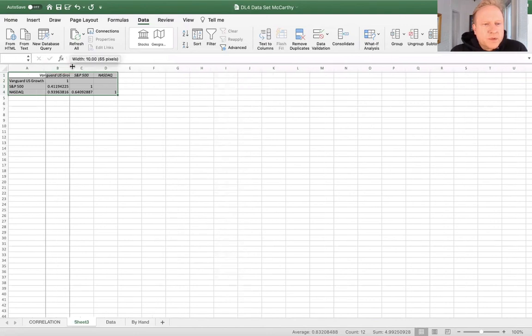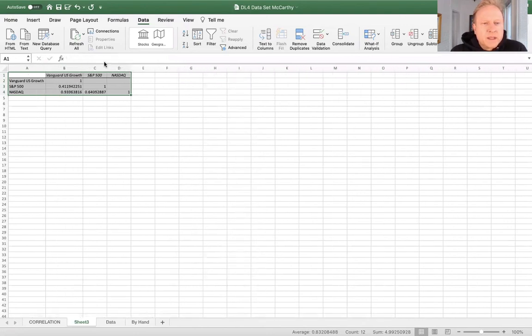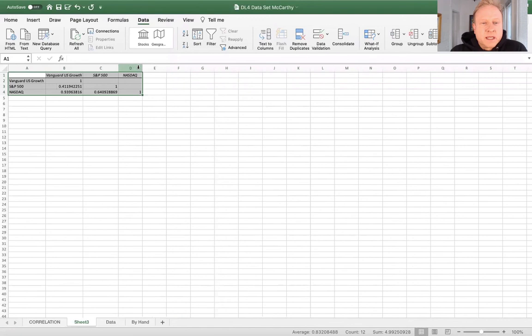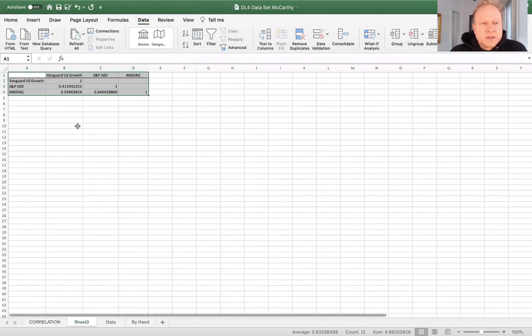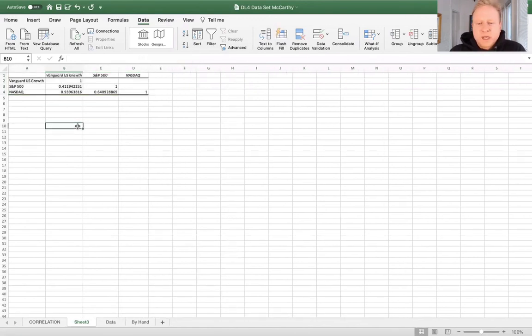So again, with computers, it just makes it super simple. The upside is you get your data right, you get it fast. The downside is you're not able to do it by hand. So sometimes you don't really understand exactly what you're doing. Which is why I like to show how to do it by hand.